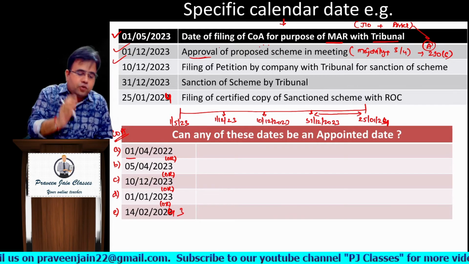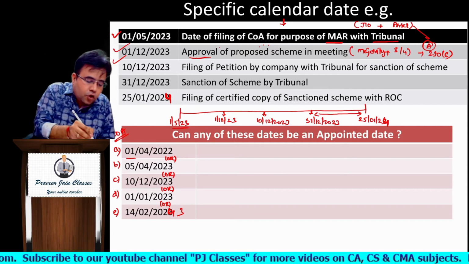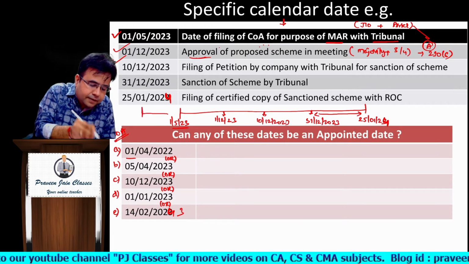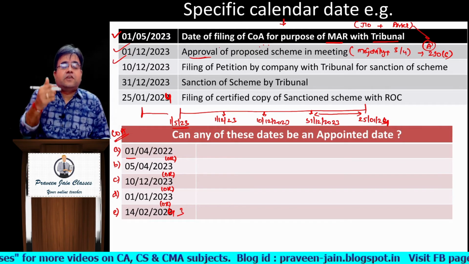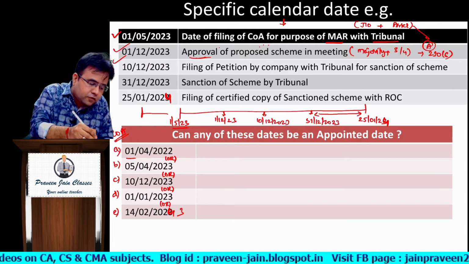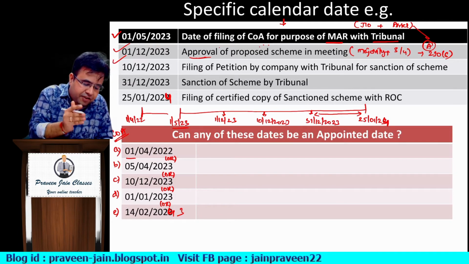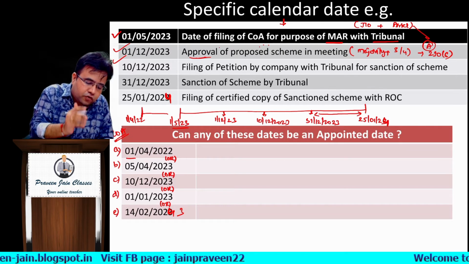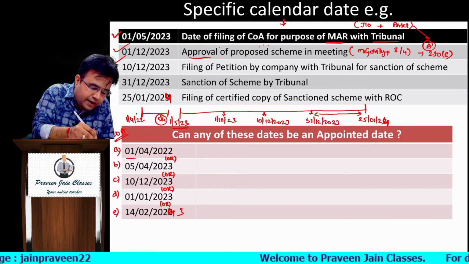Can I say 1/4/2022 matlab kya? Application was filed on 1/5/23 sir. You want this to be backdated. In other words, you want this scheme of merger, amalgamation, reconstruction to be effective backdated sir. So can I say 1/4/2022 sir? Or I have given one more date which is 5/4/2023. Again this is backdated only 5/4 sir. So this is one date, this is one date sir.